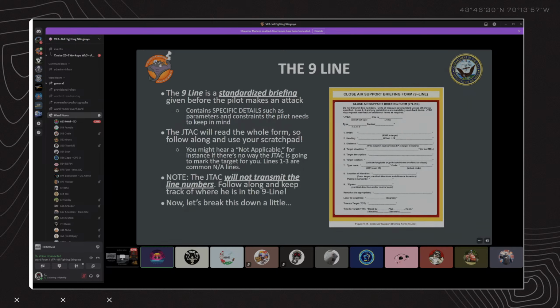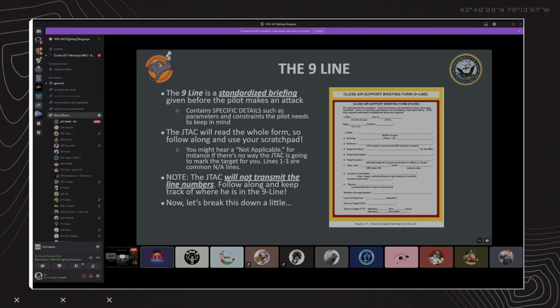The 9 line is a standardized briefing given before the pilot makes an attack. Here's an example of a briefing form on the right side. It basically contains specific details such as parameters and constraints the pilot needs to keep in mind. The JTAC will read the whole form, so it's best to follow along with your scratch pad or a real life knee board if you have one. You might hear a not applicable if there's no way a JTAC is going to be able to mark a target for you. And so lines 1 and 3 are sometimes not applicable.